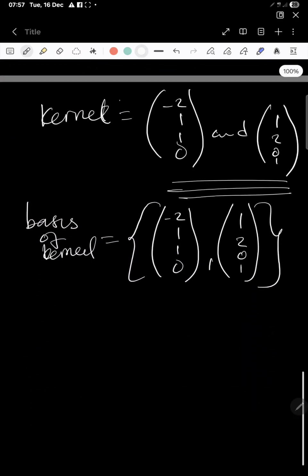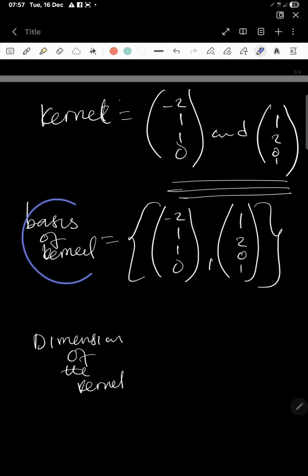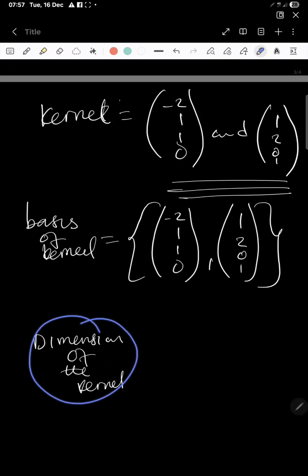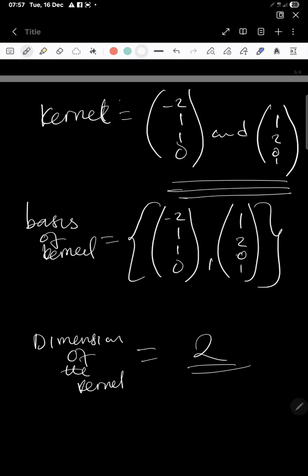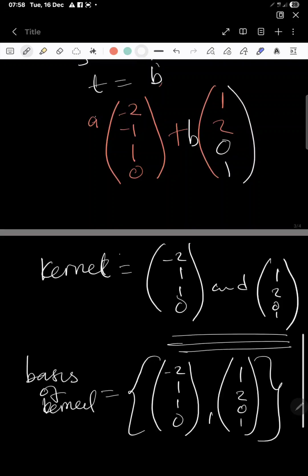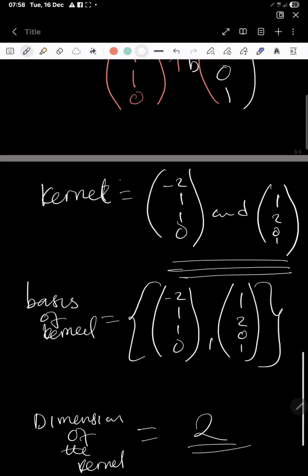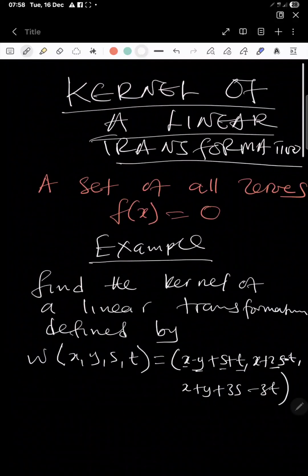Then they can also ask you to get the dimension of the kernel. To get the dimension of the kernel is just to count how many vectors you have in the basis. You have 1, 2. So you have 2 of these vectors, and the number of those vectors in the basis is what we call the dimension of the kernel. So in this case, we only have 2 vectors in the basis, so that becomes our dimension of the kernel. So this is how we simply get the kernel of a linear transformation, the basis, and the dimension of the kernel. So for today, let's end here.